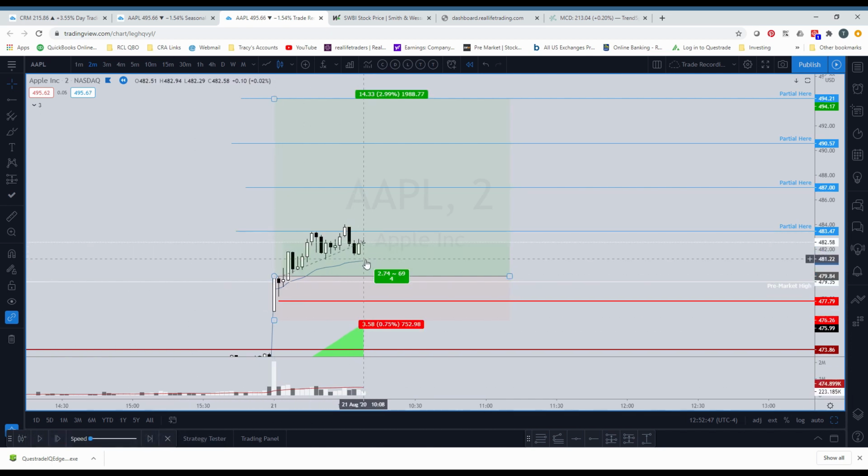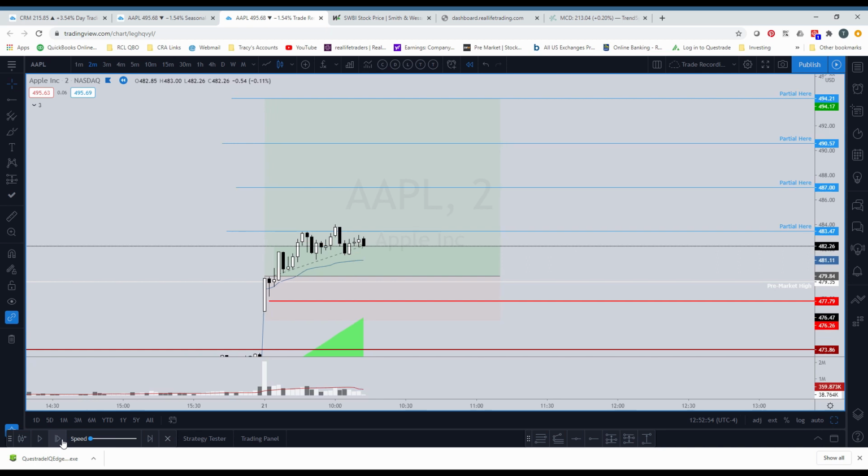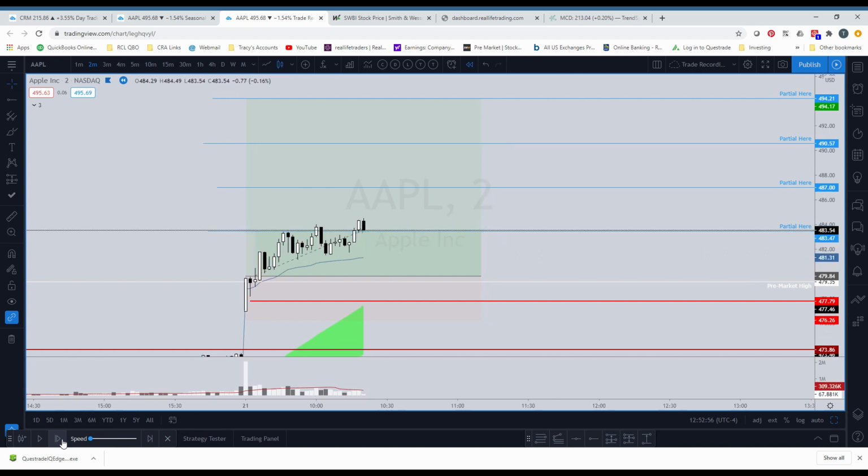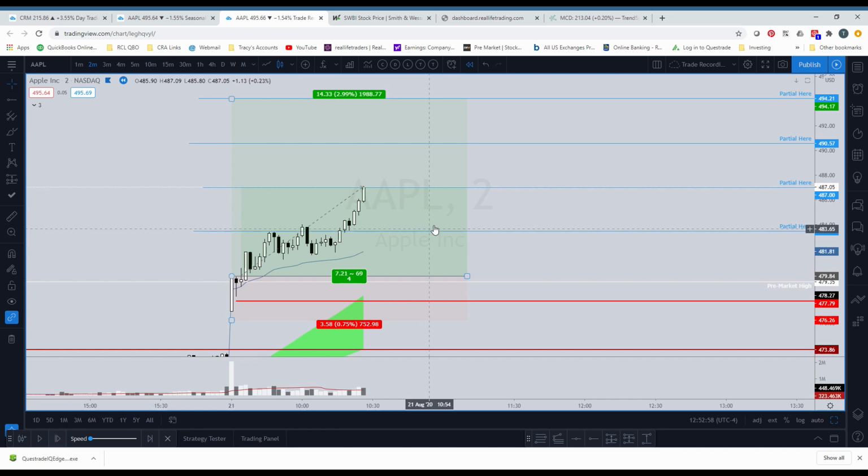and what I was looking for as well is if it closed below the VWAP. If it closed below the VWAP, I would have moved my stop up to break even. But for now, I'm just playing it through. Consolidated, and again, I'm on the 2 minute, right? There's my second partial with strength.